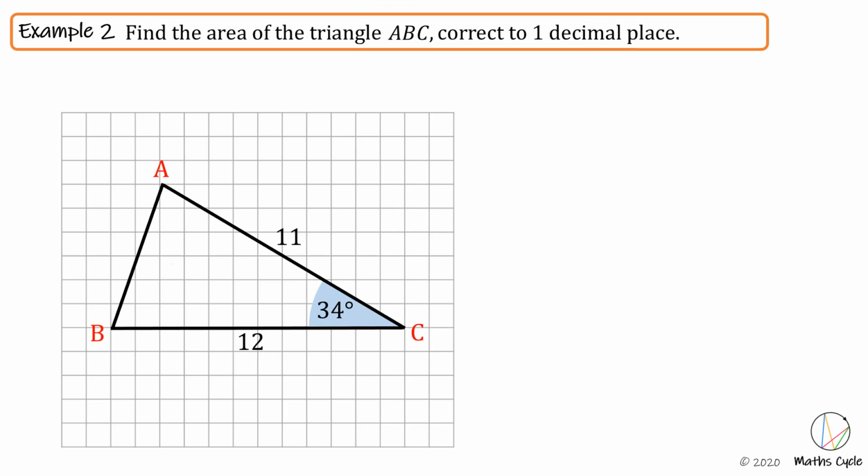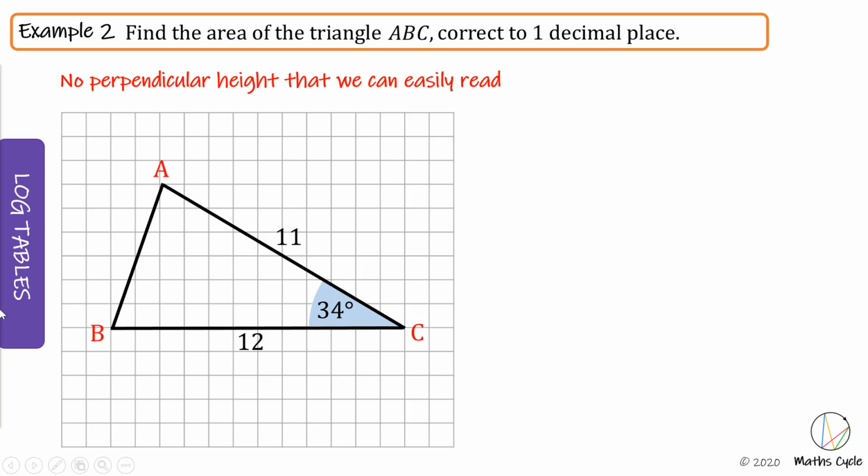So now example 2. Find the area of the triangle ABC correct to 1 decimal place. So we have here a triangle where we know that the length of AC is 11, the length of BC is 12, and the measure of the angle ACB equals 34 degrees. But looking at our diagram, what do we not have? We don't have a perpendicular height that we can easily read. So what we're going to do is go back to the log tables on page 9.